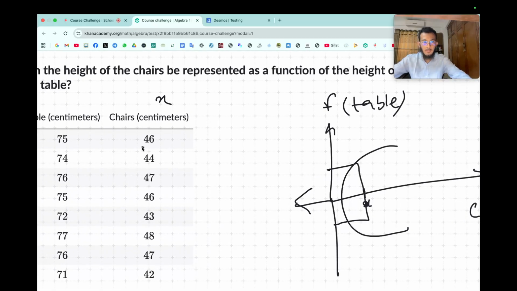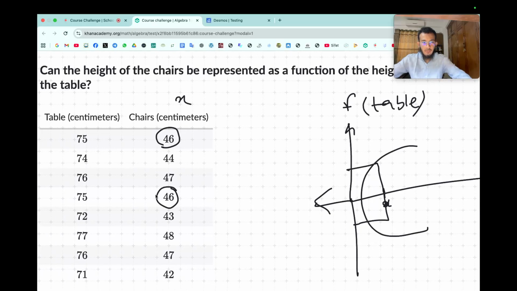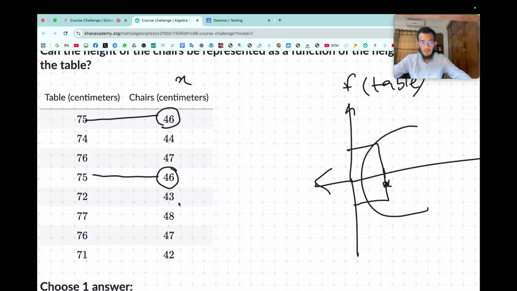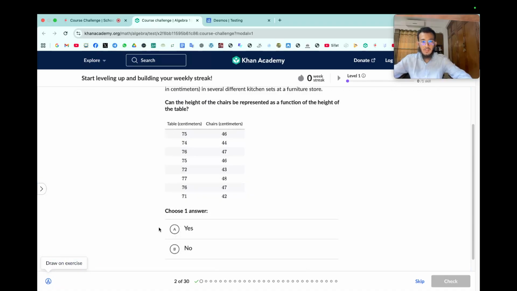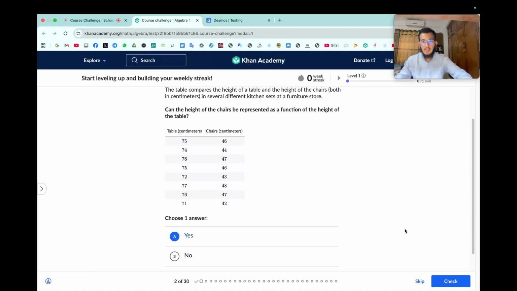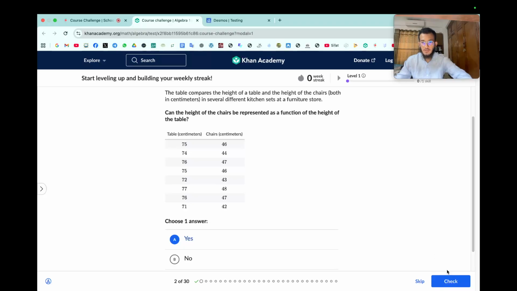So here we see 46, 44, 47, 46, we have same values of x, but mapping to the same value of y. So 43, 48, here also we have a repetition, 44, 44, 47, but it maps to the same value, 42, 43, 48. Okay, so this satisfies our condition, therefore we can say yes, it can be represented as a function of the table.